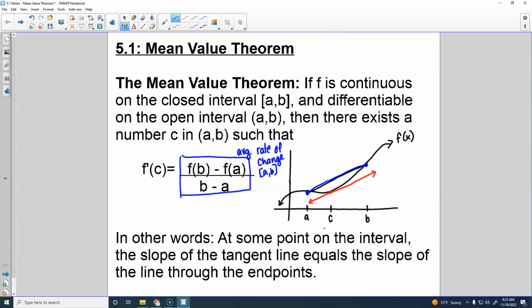So in other words, at some point on the interval, the slope of the tangent line has to equal the slope of the line through the endpoints, or the instantaneous rate of change has to equal the average rate of change.